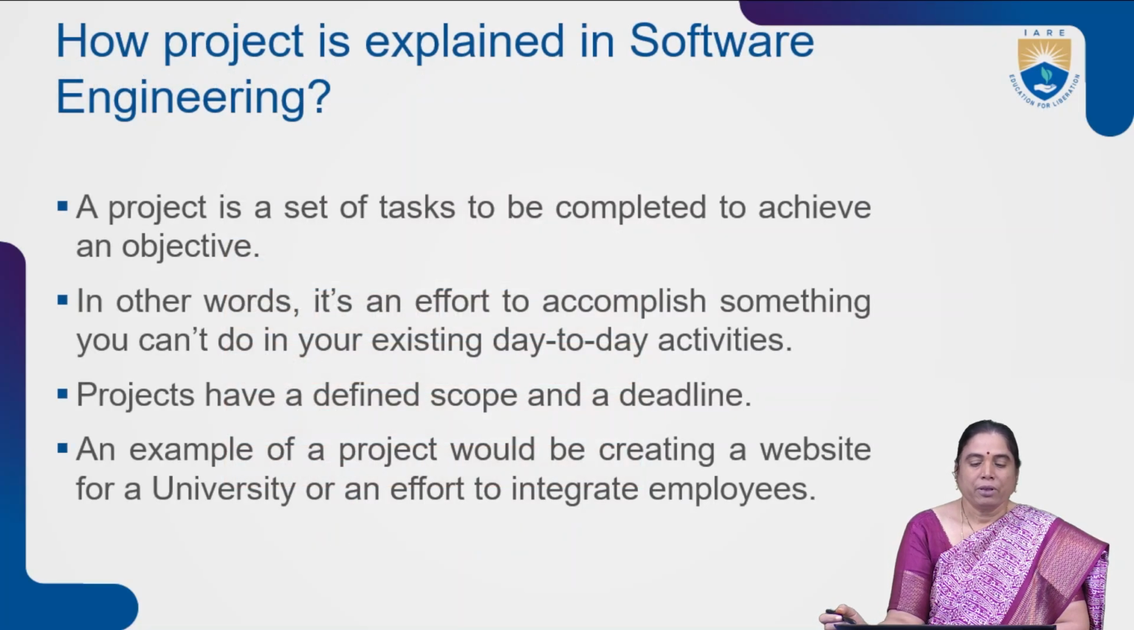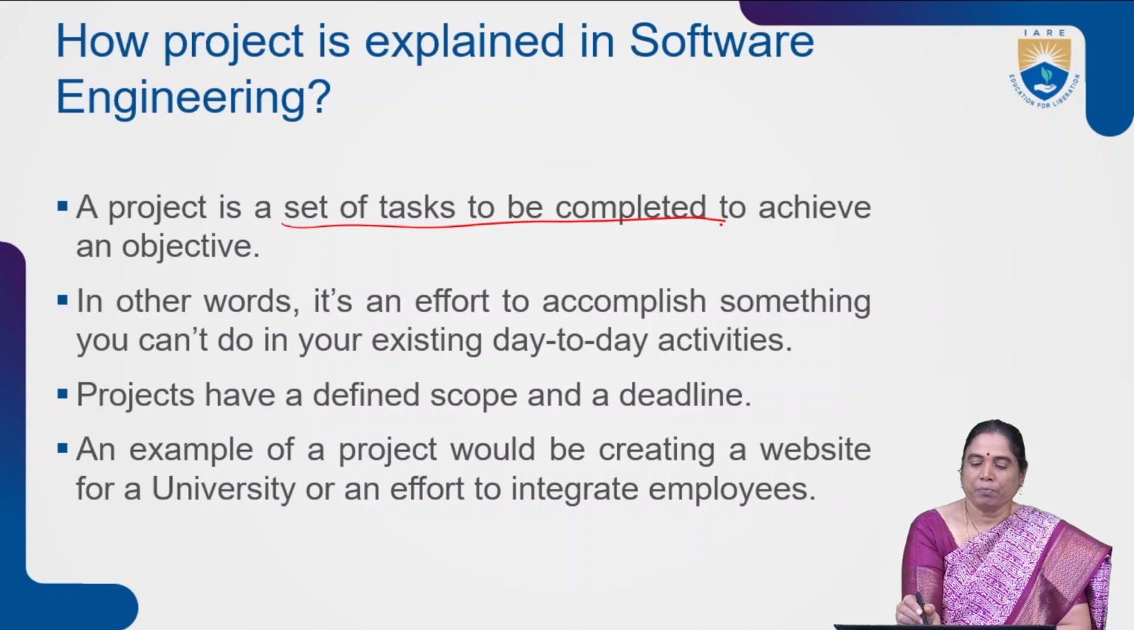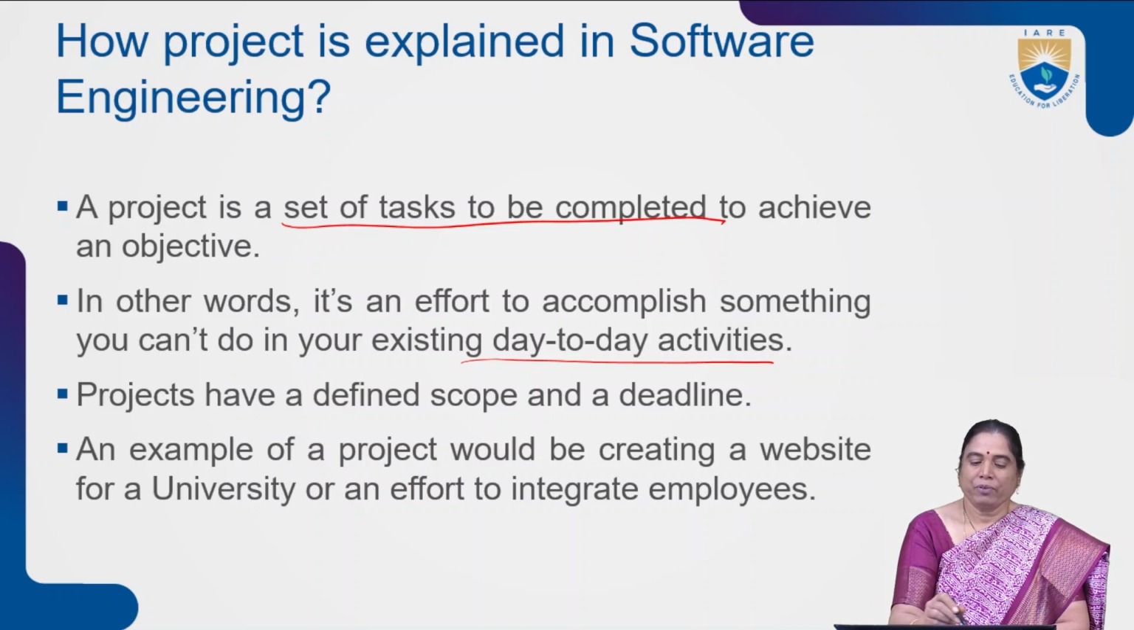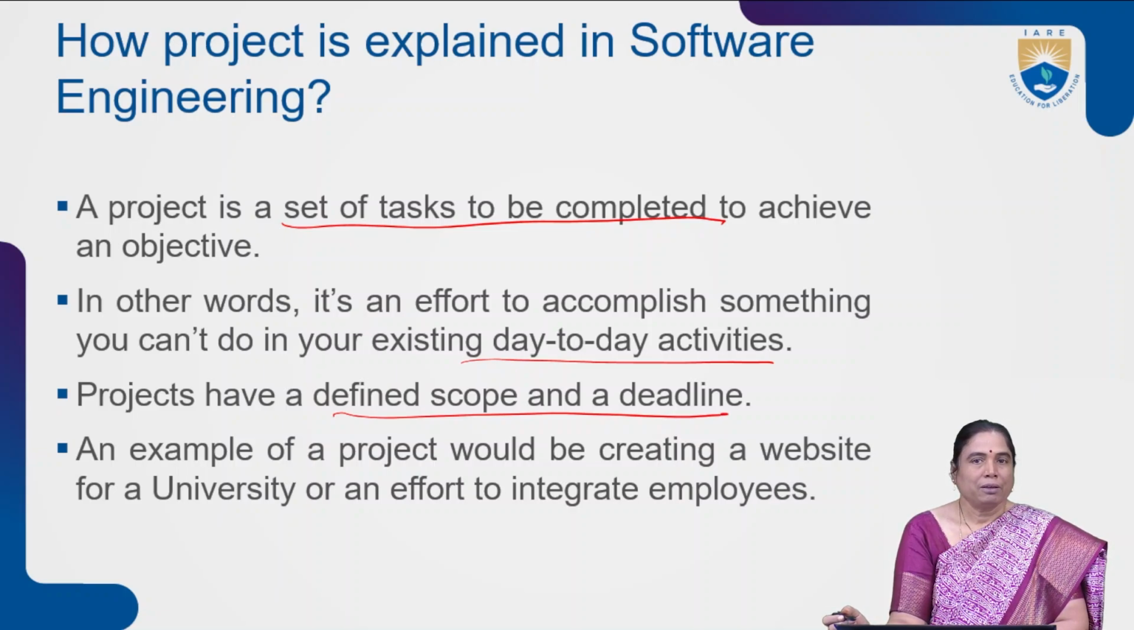Next definition is how a project is explained in software engineering. A project is a set of tasks to be completed to achieve an objective. It is the effort that can be accomplished to perform day-to-day transactions of any business organization. Projects have a defined scope and deadline. An example of a project is developing a website for a university, or any HR process.